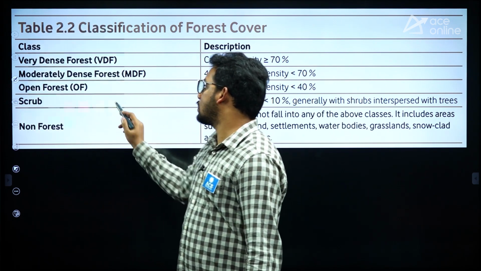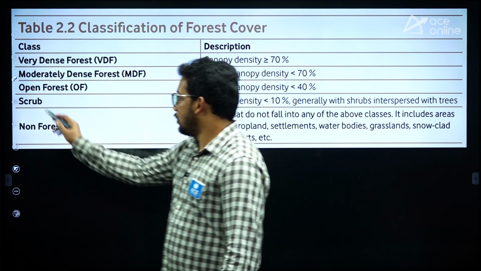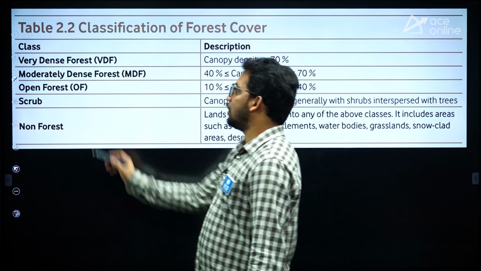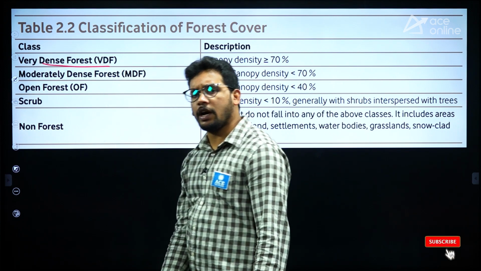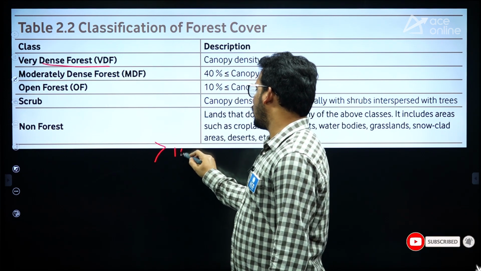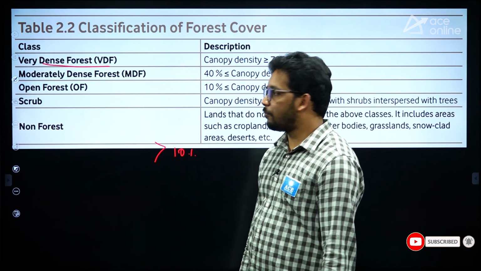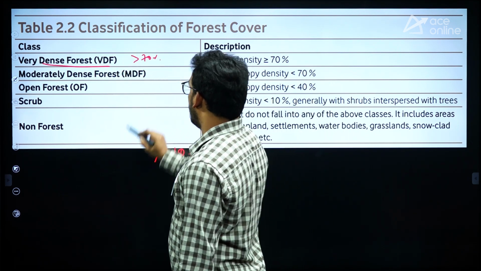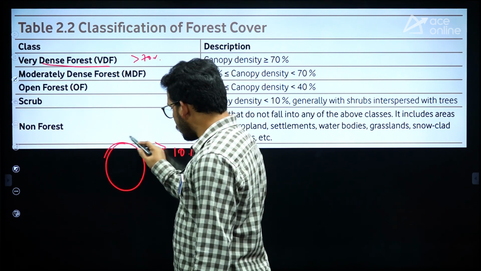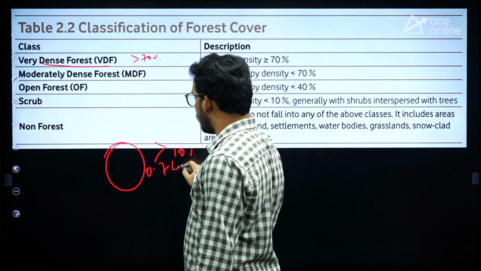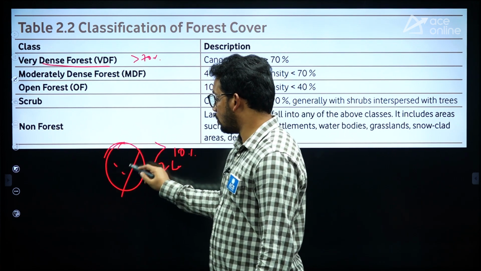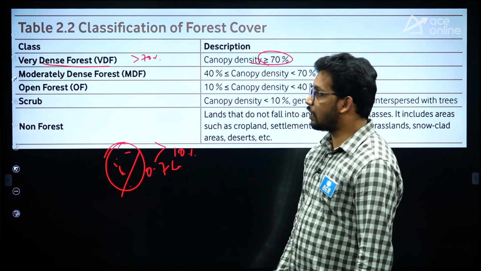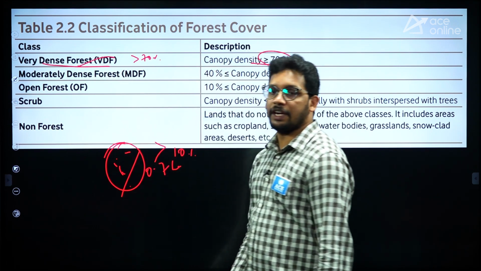These forest areas can be classified into various categories based on the canopy cover, that is, density. Very dense forest. What did we say about forest? It should have at least 10% canopy. But if any given land has canopy of more than 70%, let's say in 1 hectare, 0.7 hectare is covered with forest, so more than 70% covered with tree cover or forest, then it is classified as very dense forest.